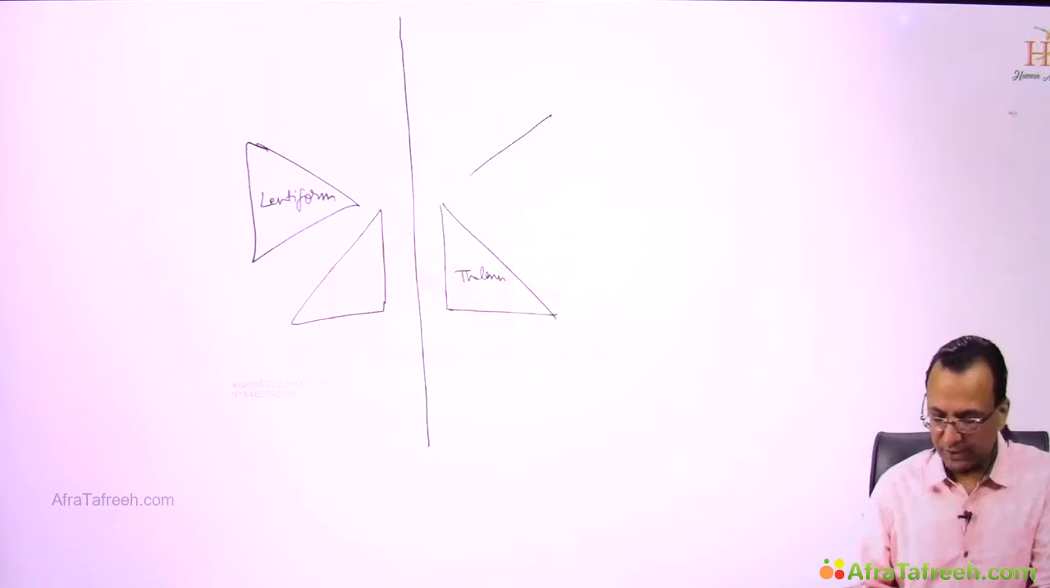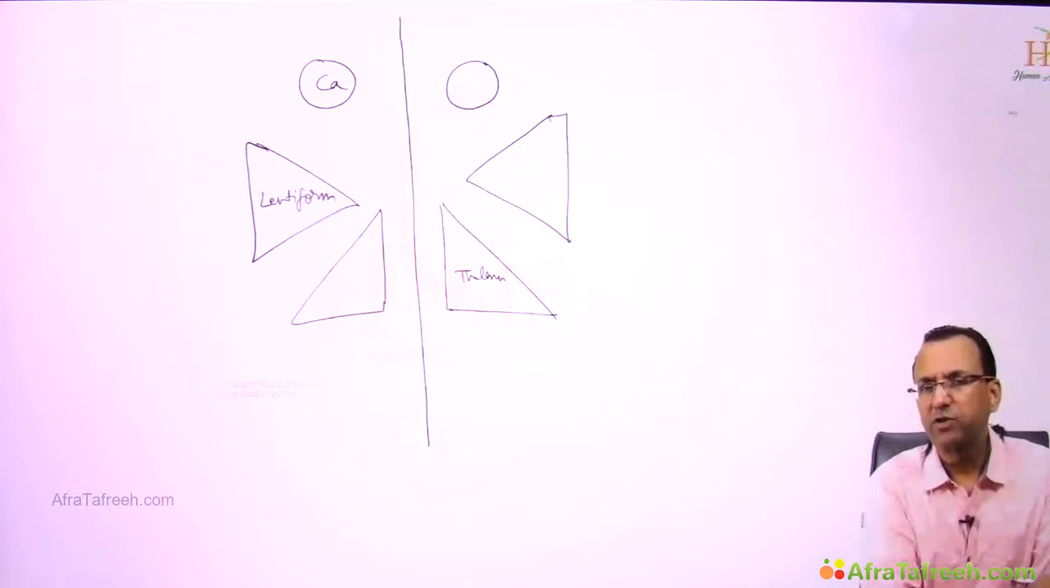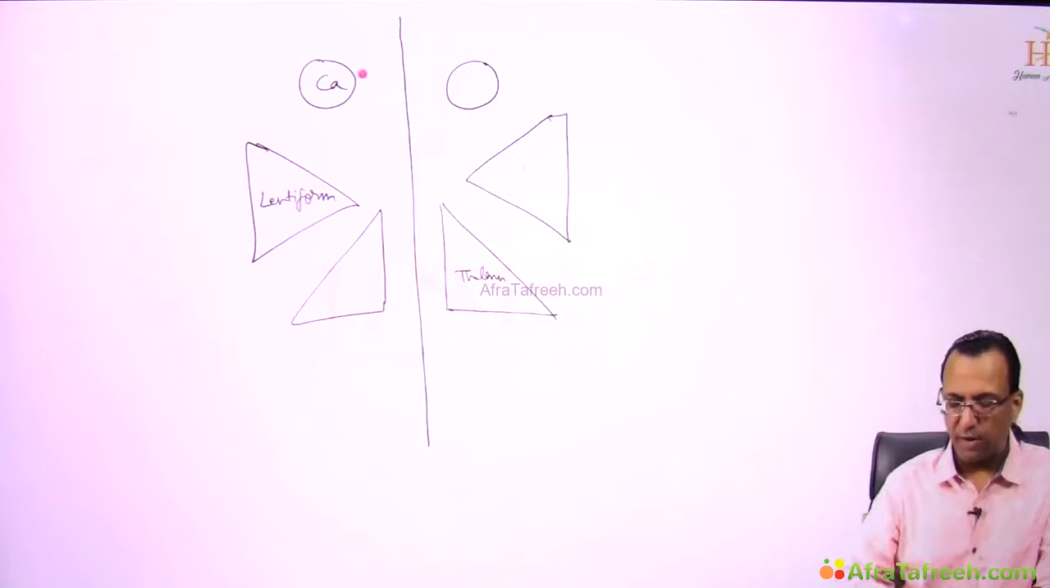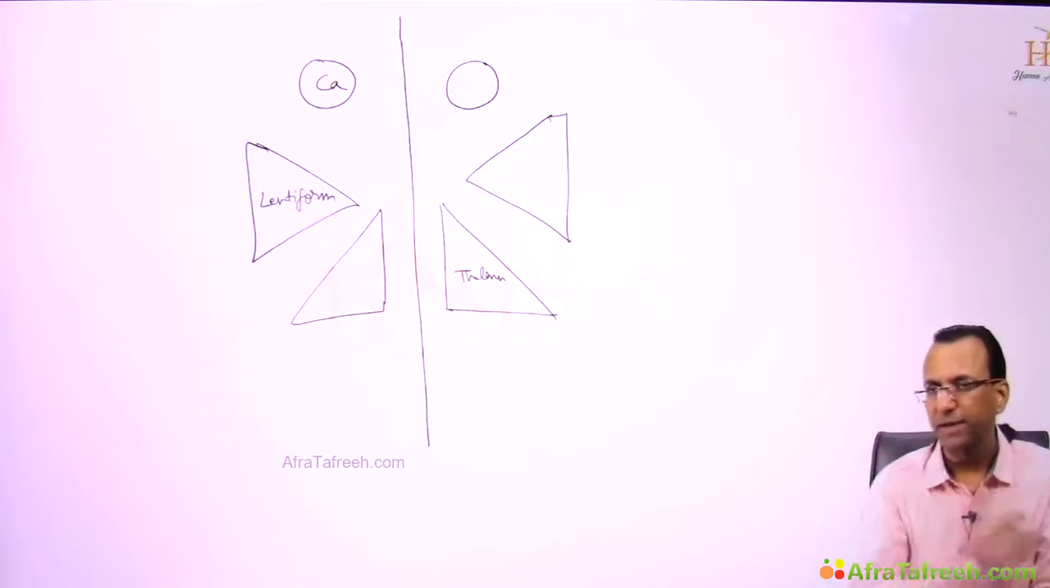And this lentiform nucleus, as you are told, there will be a caudate nucleus anteriorly. So this kind of orientation you already have. There are the two thalami, the two lentiform nuclei, and the two caudate nuclei. We are not focusing upon them. We are actually talking about the internal capsule here.